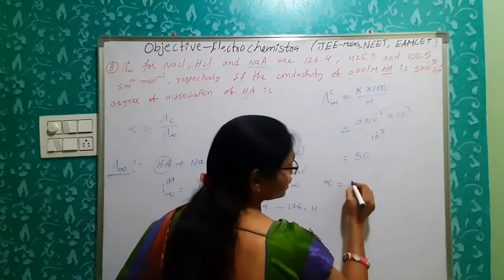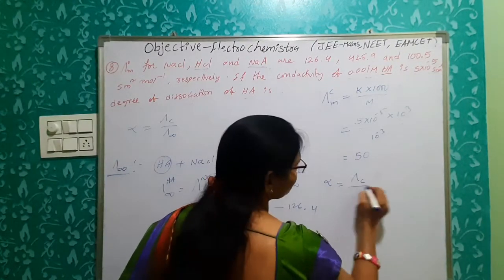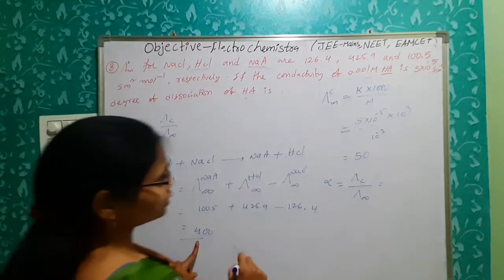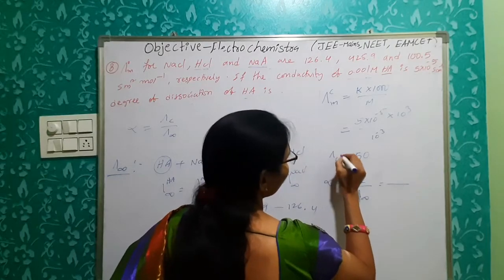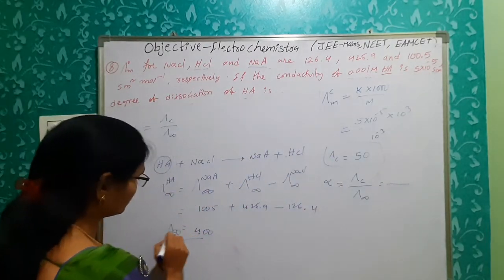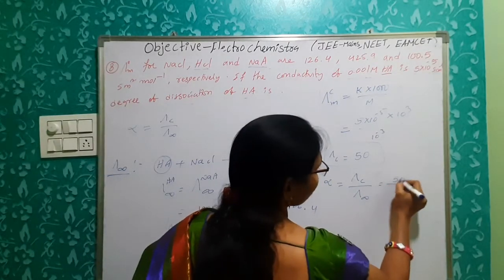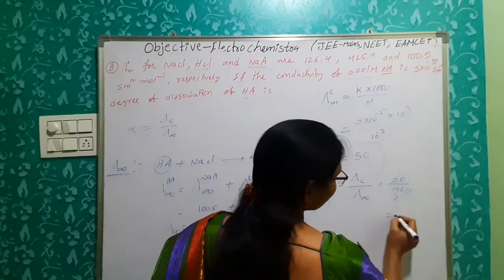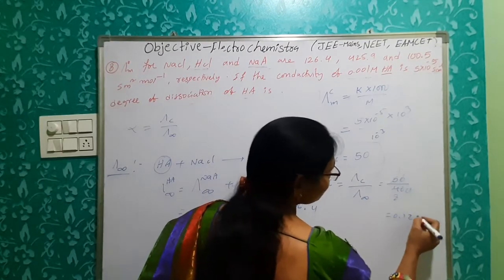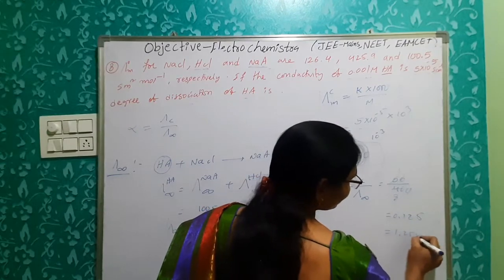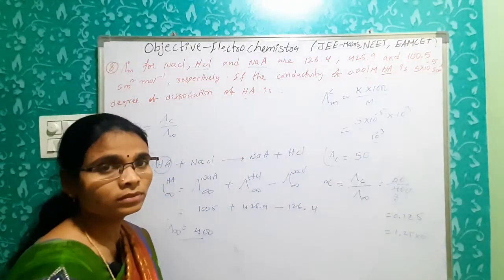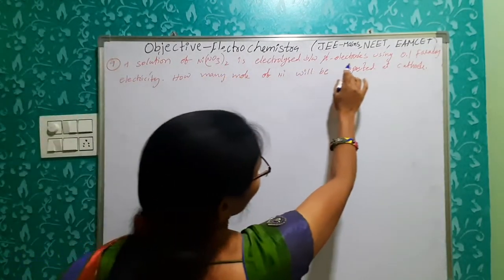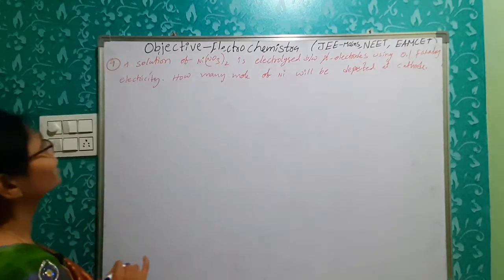So simply here alpha is nothing but Λc, molar conductance at given concentration, by Λ infinity, molar conductance at infinite dilution. So Λ infinity is how much, and Λc is how much? 50 by 400, that is 1 by 8, nothing but 0.125. Simply 1.25 into 10 power minus 1. Clear?